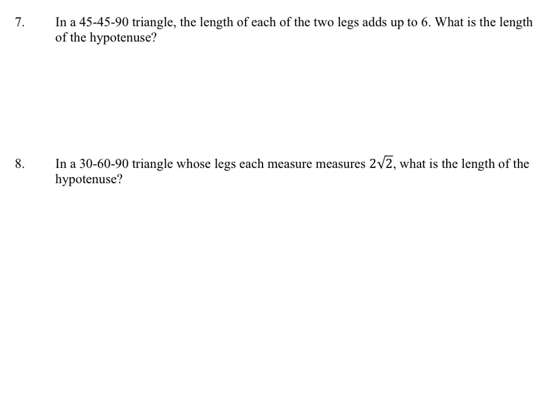In a 45, 45, 90 triangle, the length of each of the two sides adds up to 6. What is the length of the hypotenuse? Okay, so first I'm going to draw my triangle. All right, there's our 45, 45, 90 triangle. What is the length of the hypotenuse? Well, normally 1 to 1 to radical 2 represents our leg to hypotenuse ratio. All right, so instead of telling us what each length is, they've said that the length of each of the two legs adds up to 6.